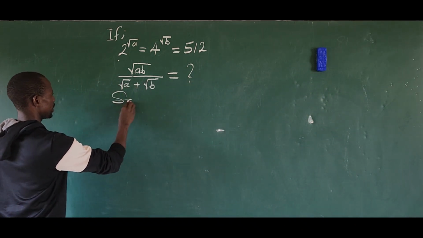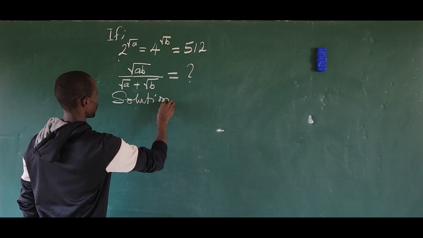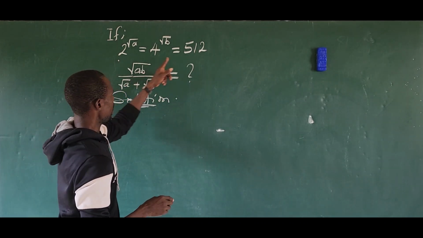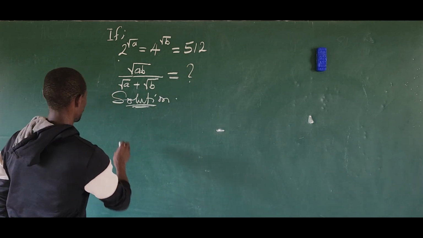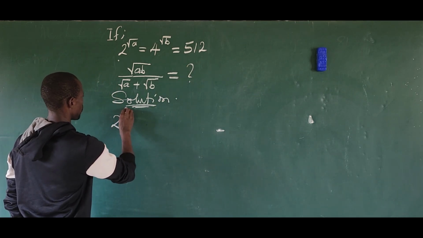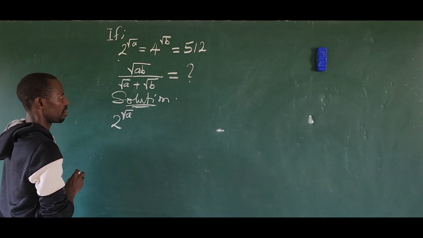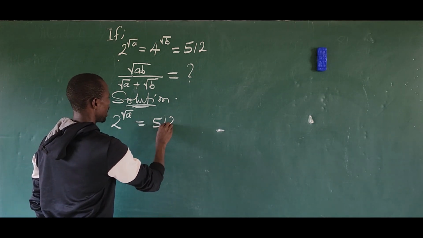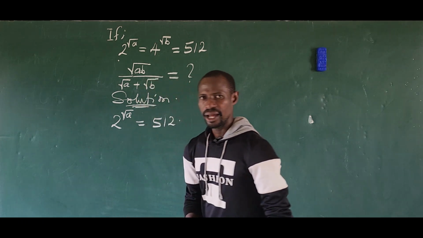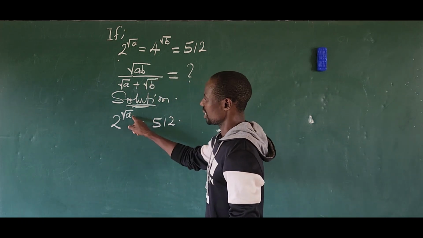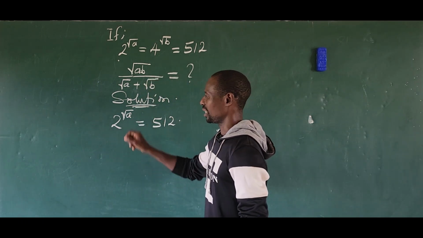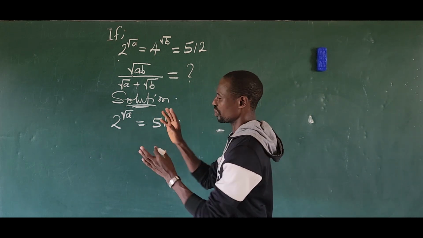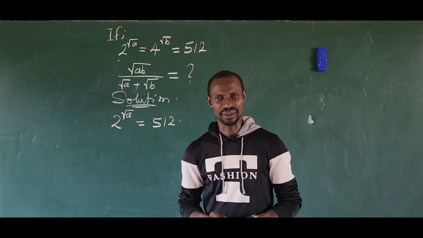So we take our solution, first thing as usual. From here, we take this and equate it to this side, right? So this is going to give us 2 to the power of root a, all to the power of root a, is equal to 512. The first thing here is to eliminate this power here. And how do we eliminate this power? We multiply the power of both sides by 1 all over root a.